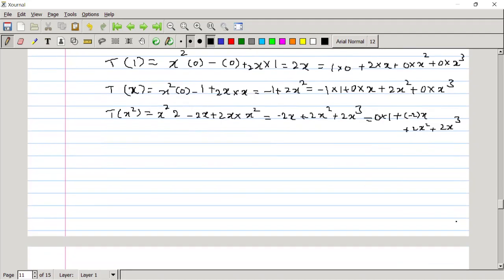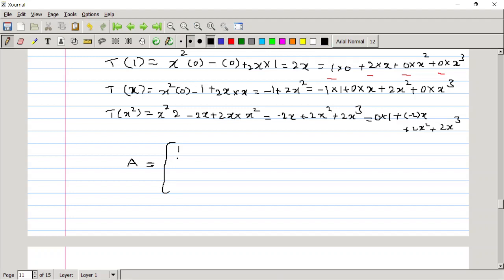So now writing the matrix corresponding to this linear transformation, we have that A is equal to, now write the coefficients. We have the coefficients for the image T of 1 as 0, 2, 0 and 0. So we have to write these coefficients in column form.